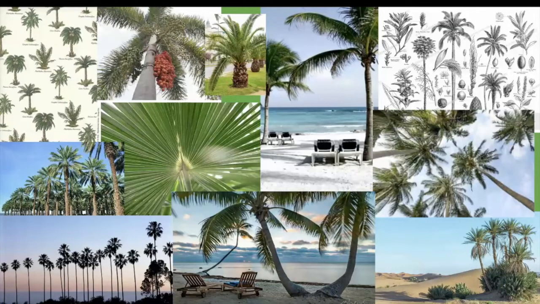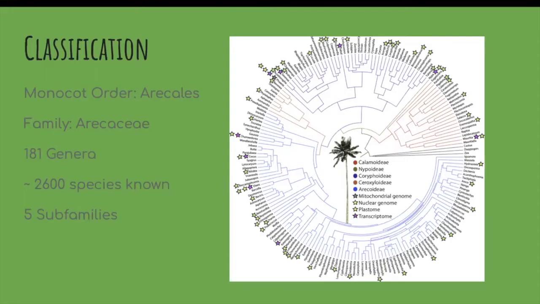So, palms in general can come in either a bush or in a tree. The trees are found in the monocot order of Ericales and the family Ericaceae. There are 181 genera and about 2,600 species that are currently known.